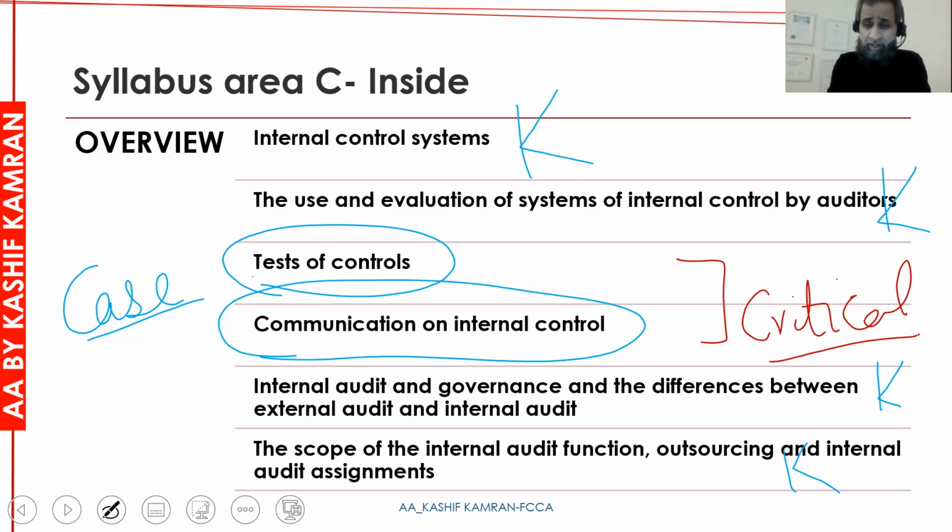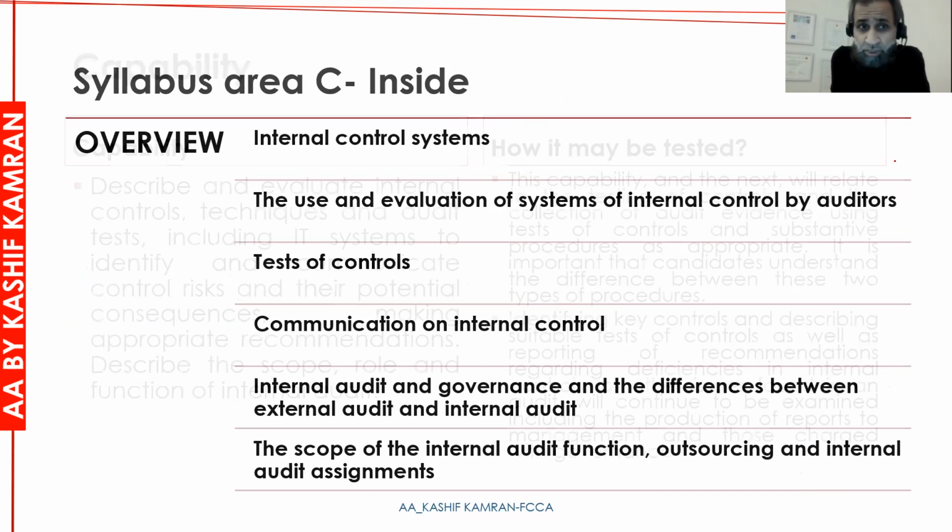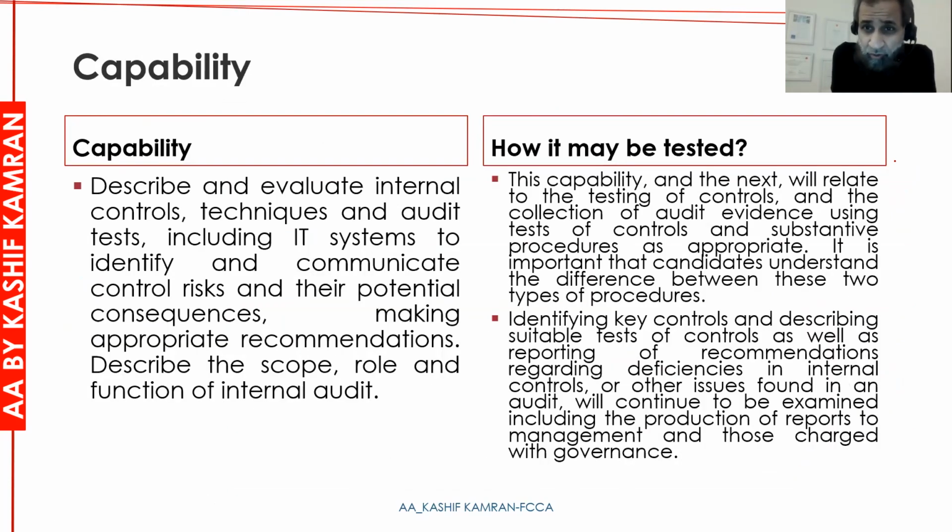Let's first start today with the very first lecture from syllabus area C, focusing on understanding what internal control systems are. So the first topic today would be internal control systems. Just before we start that, let's look at the capability which your examining team expects from you from syllabus area C. On the left-hand side, you can see the capability after going through syllabus area C. After syllabus area C gets over, you should have this capability.